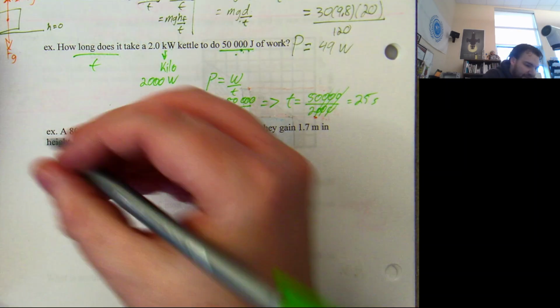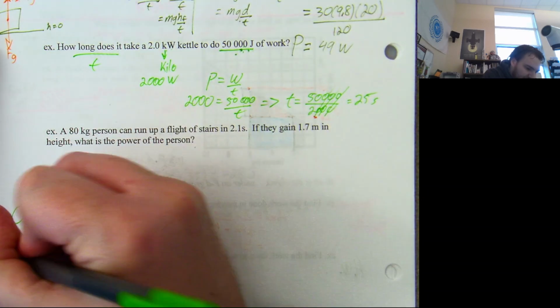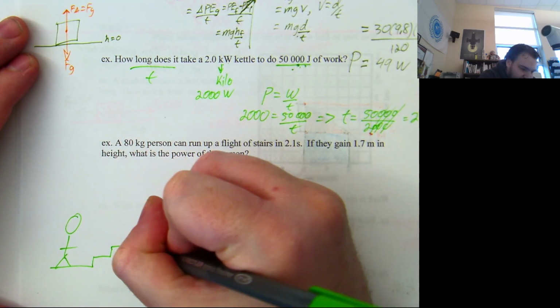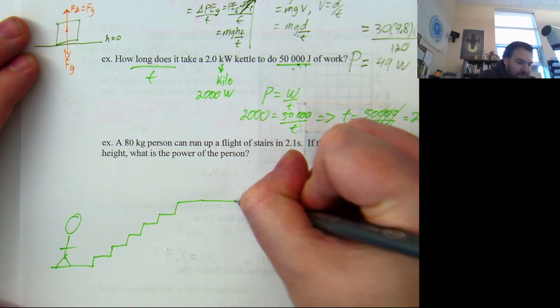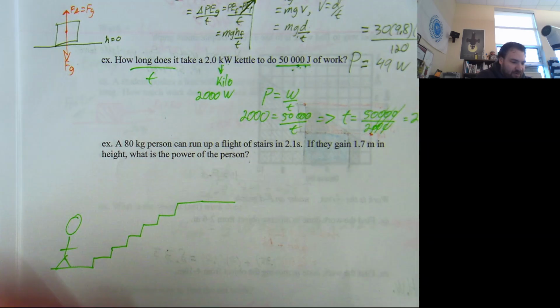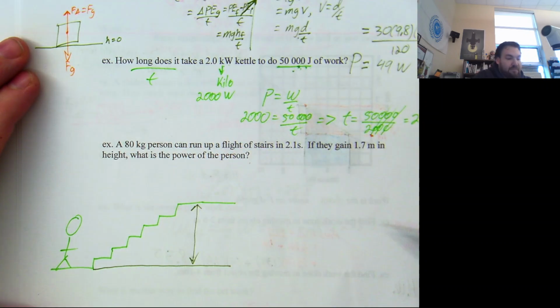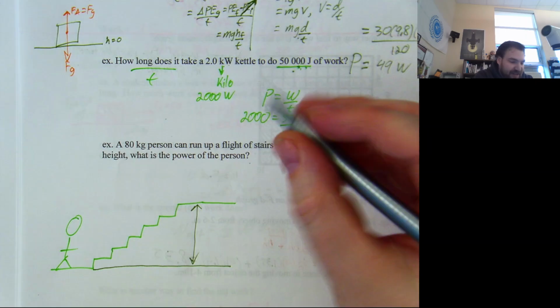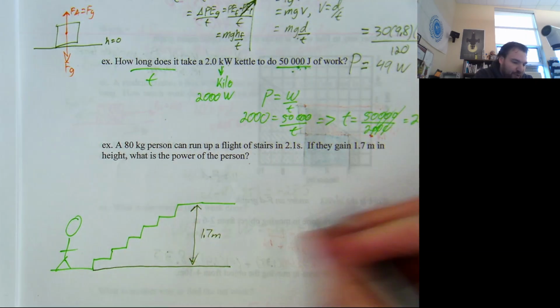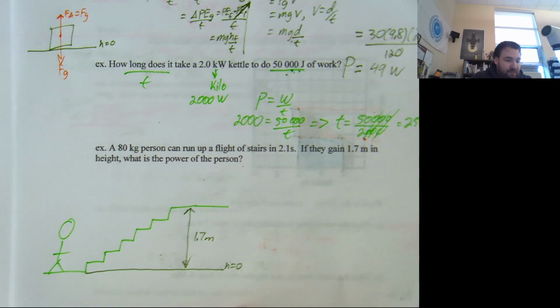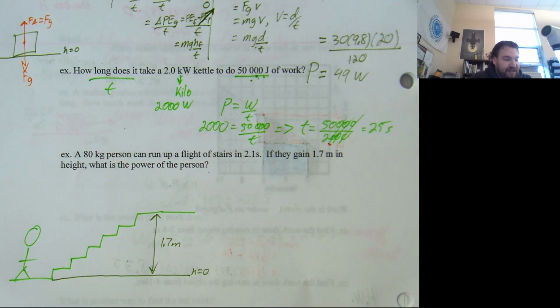Well, here's what's going on. You've got a person. Here they are on the ground. There's a bunch of stairs. This person has gained some height, in this case 1.7 meters. So we're going to call the bottom height 0. And we want to know what the power of the person is who has gained the 1.7 meters in height in 2.1 seconds.